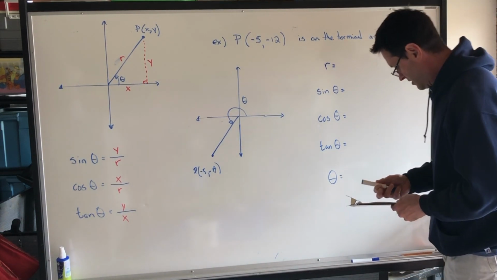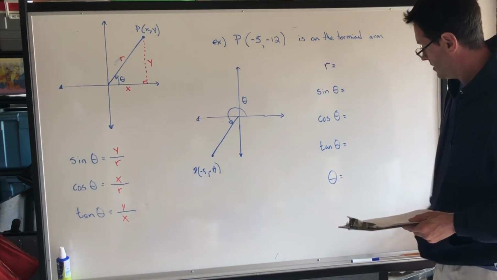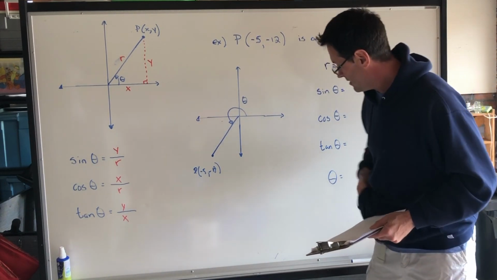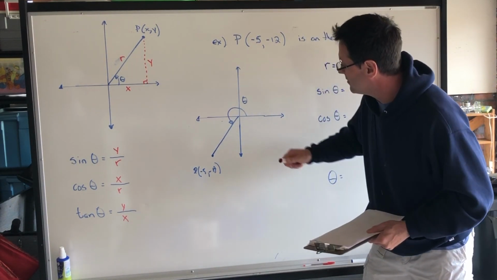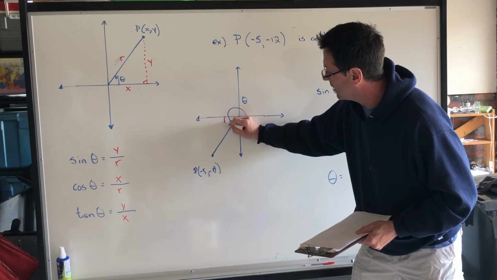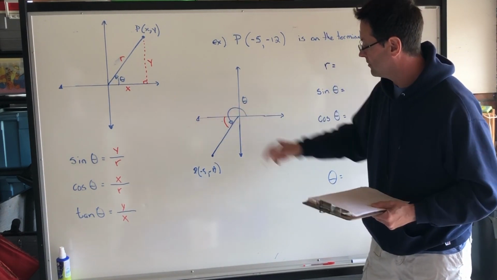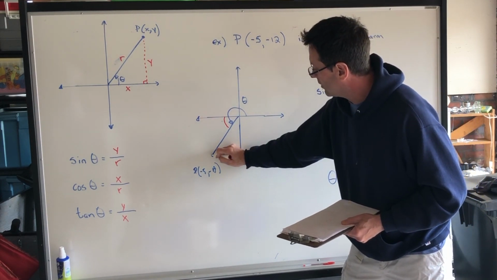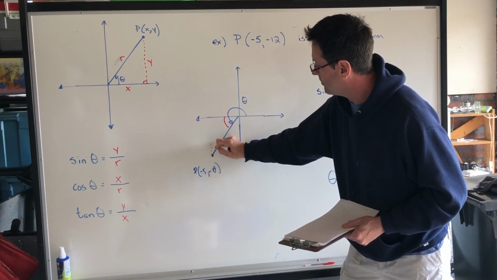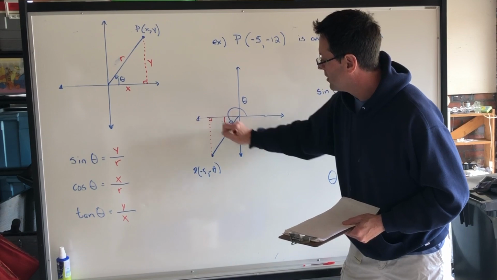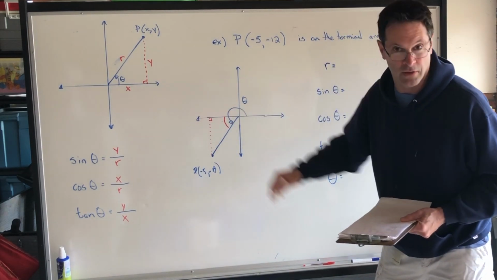One strategy would be, if I find this angle right here, the reference angle, and I add it to 180 degrees, I'm going to get the angle in standard position. So let's figure out a way to do that. I'll bring a line from point P up to the x-axis. We're going to create a little reference triangle here.